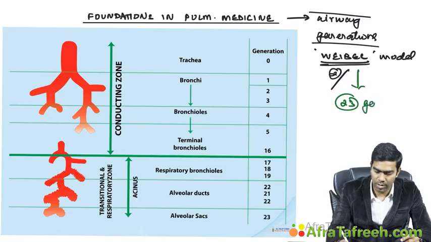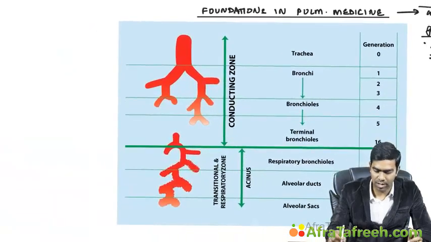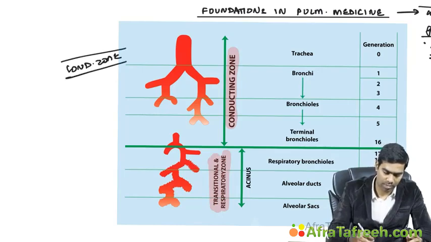You have approximately 23 generations of the airways. Those 23 generations you can divide into something called a conducting zone and something called a respiratory zone. So once again, this is called a conducting zone, and the second one is the respiratory zone.